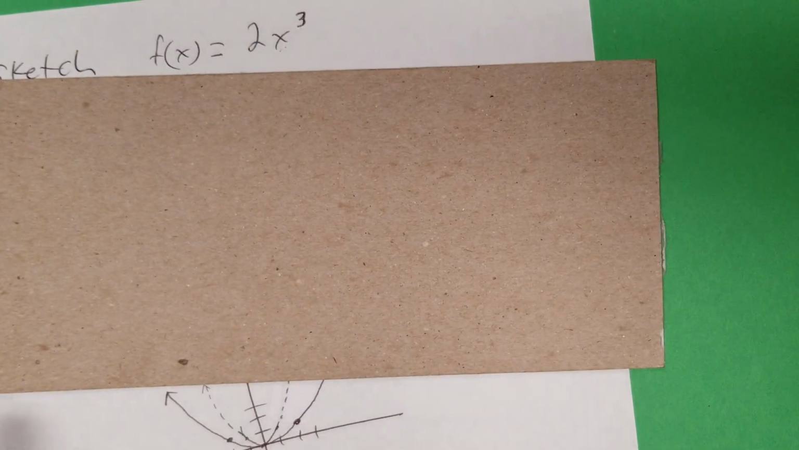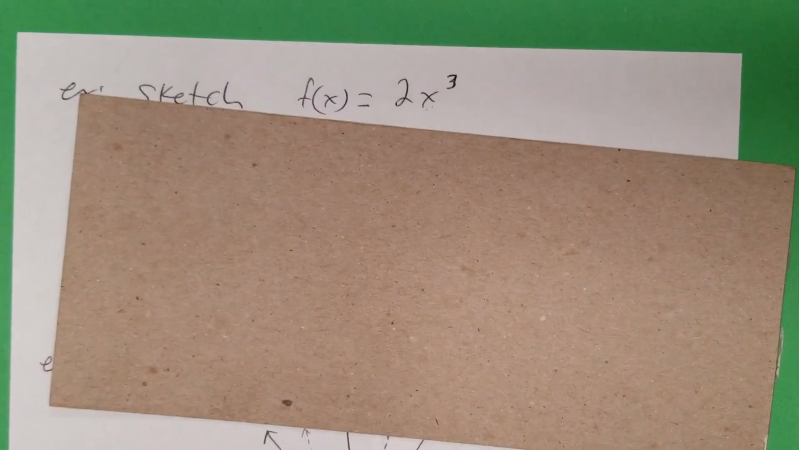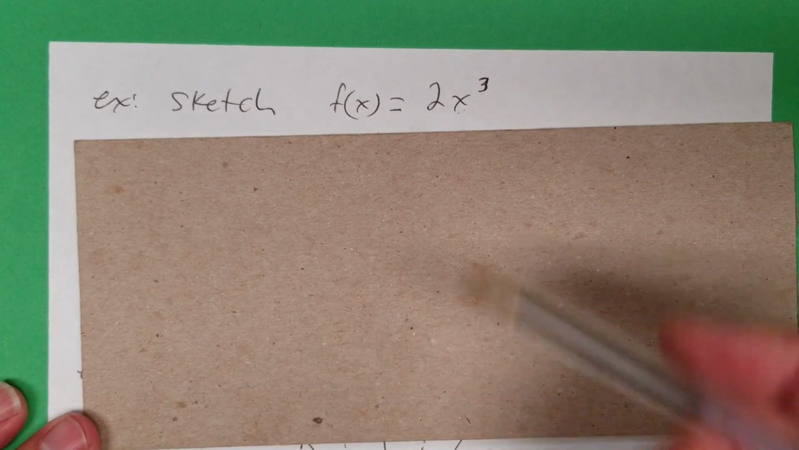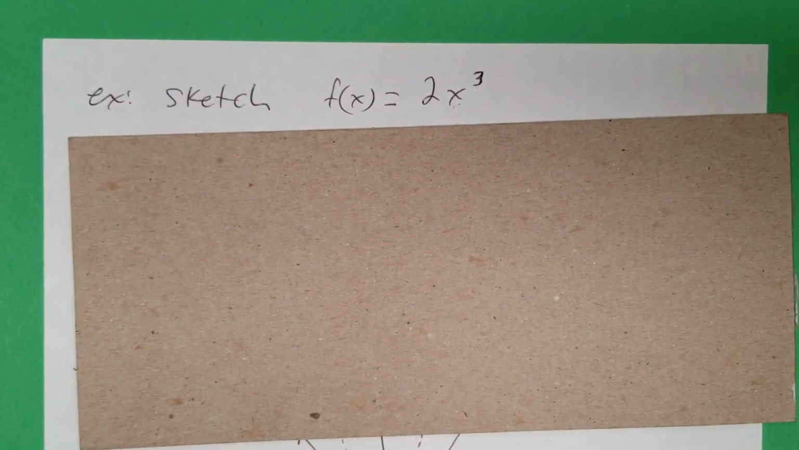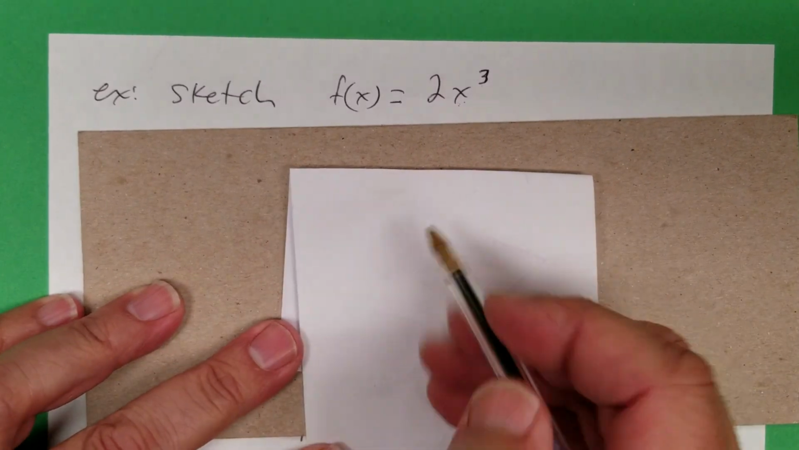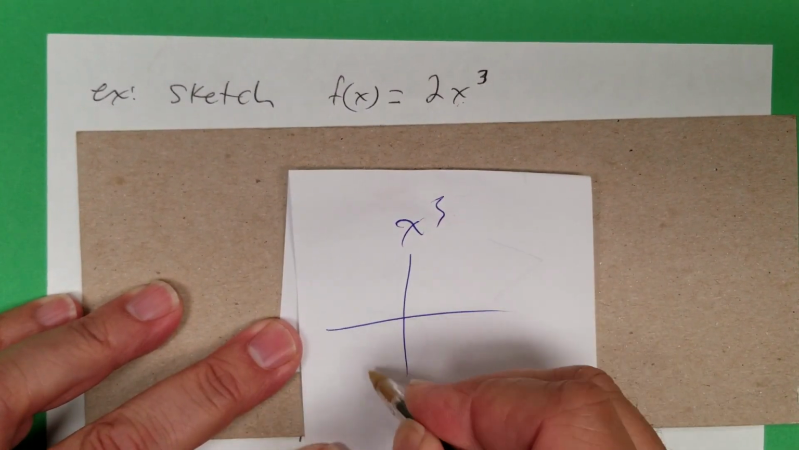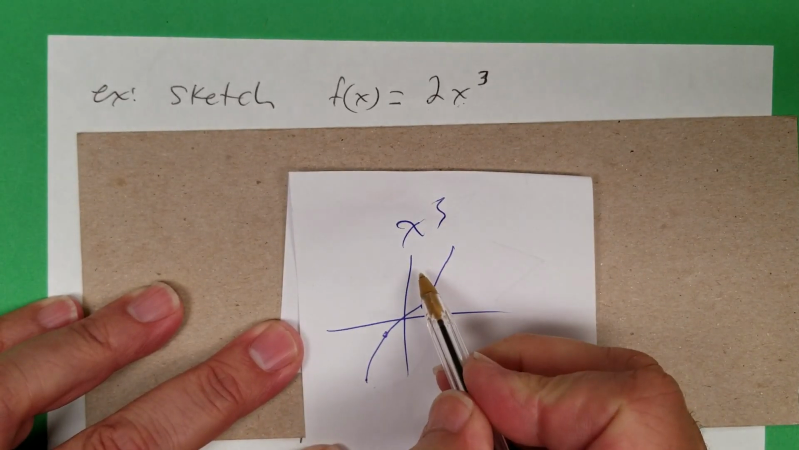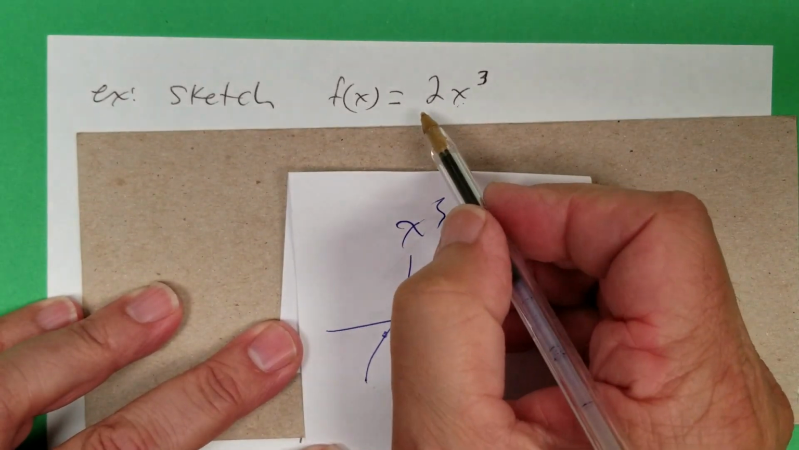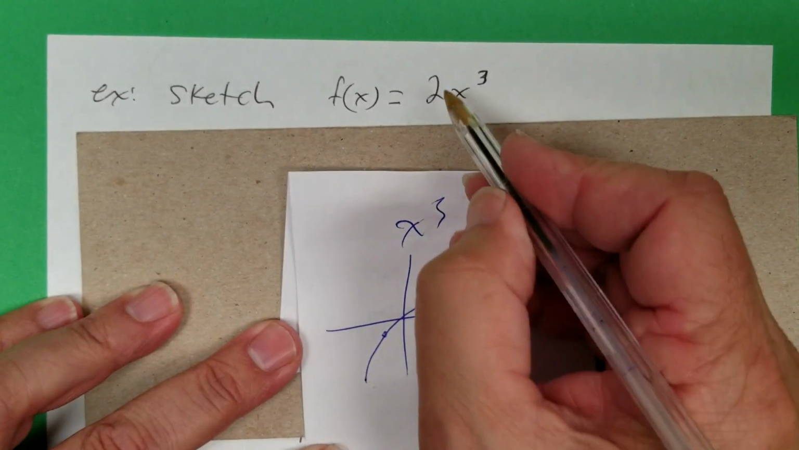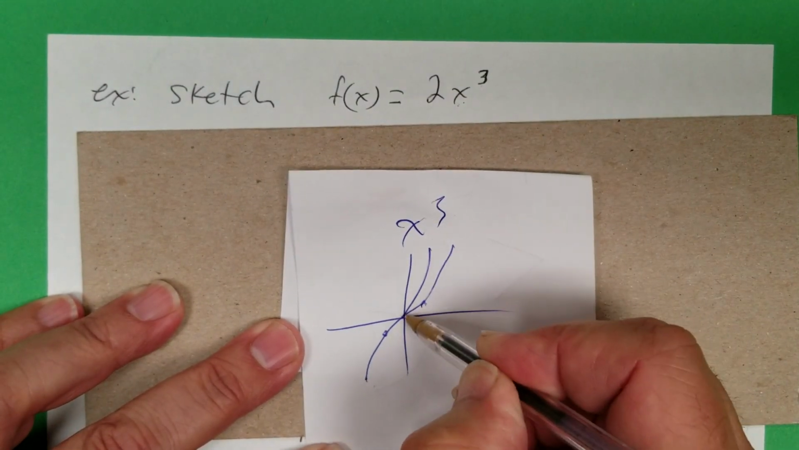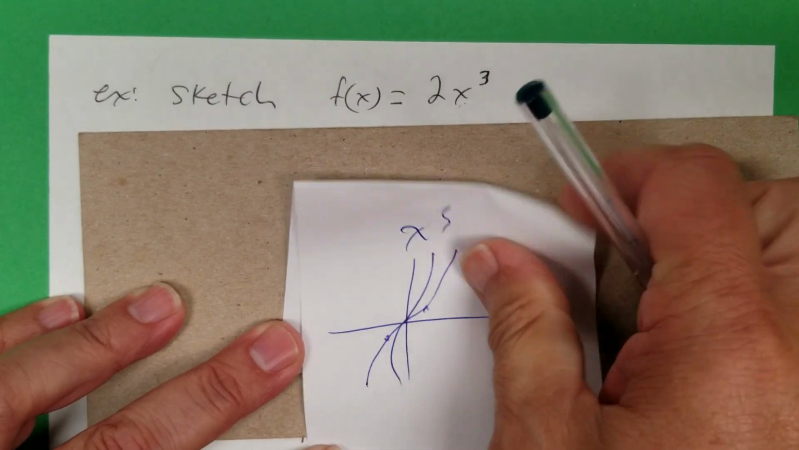How would you graph this? Well, let me get some scratch paper. Well, I know x to the third looks like this, right? Where you go through 1, 1, right? That's x to the third. This is 2 times x to the third. So twice as fast. So I'm going to be going twice as fast up, twice as fast below, right?